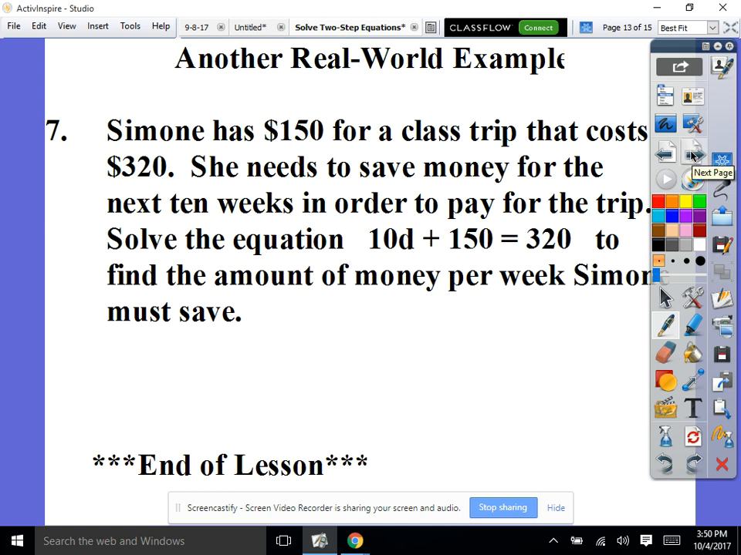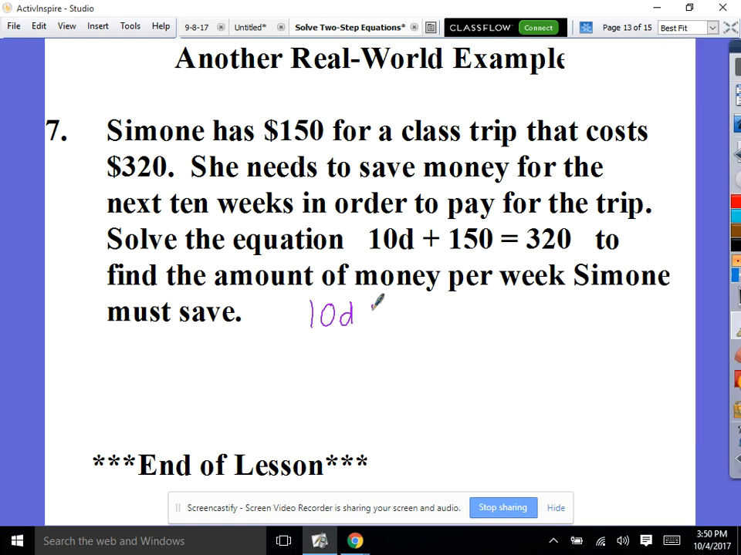Let's do some more examples. Simone has $150 for a class trip that costs $320. She needs to save money for the next 10 weeks in order to pay for the trip. Solve the equation 10D plus 150 equals 320. So 10D plus 150 equals 320.